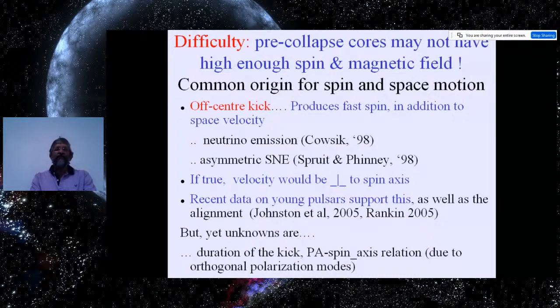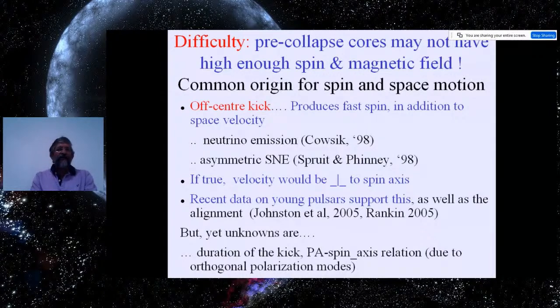And there was another puzzle to be solved about this high space motion, or very large space motion. In the sense, these objects move through space at speeds of hundreds of kilometers per second. And there was a very nice mechanism that was suggested, and I always make it a point to mention it for its simplicity, which explained in one shot two things: the origin of the fast spin, as well as the large space motion.